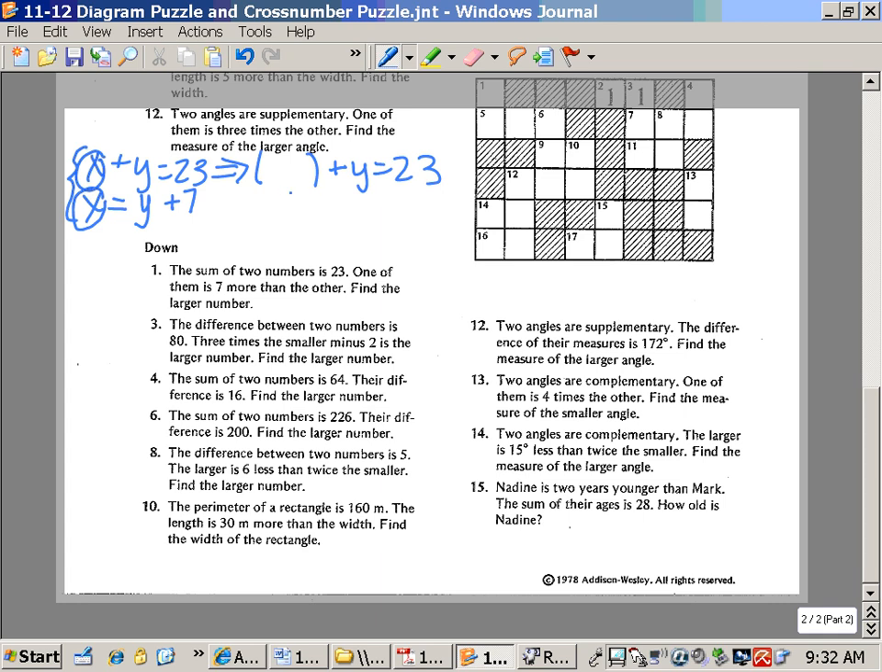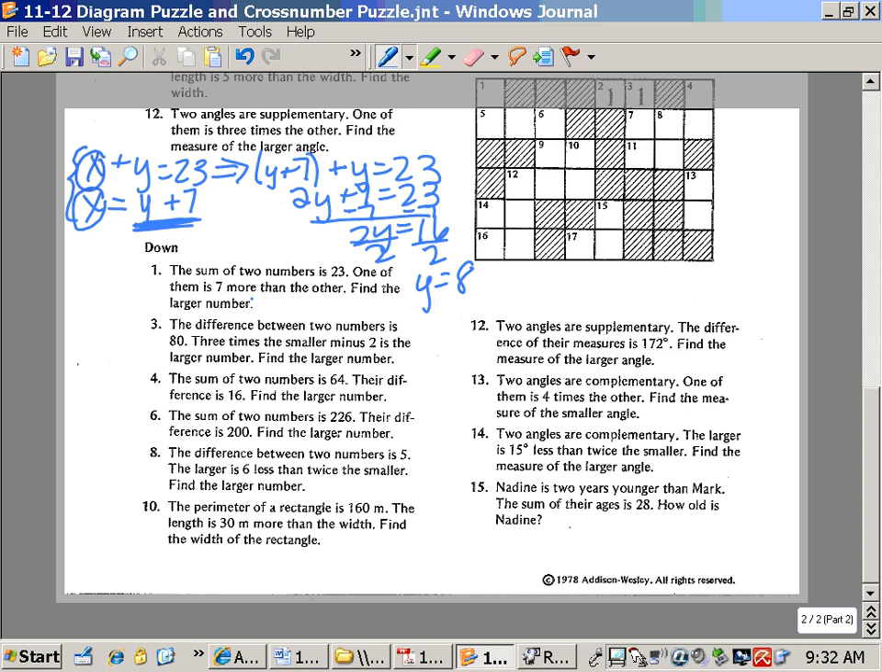Okay, now what goes in the place of x? Y plus 7. So I'm going to fill in y plus 7. So 2y plus 7 is 23. What is 23 minus 7? 16. 2y is 16. So y is 8.